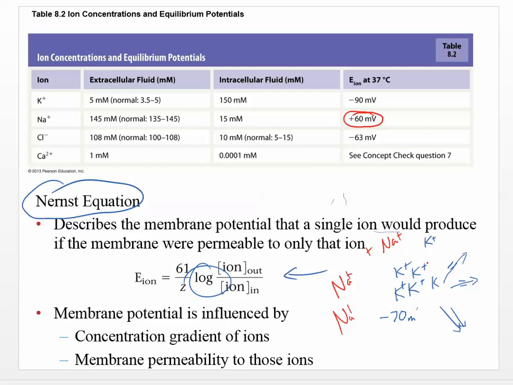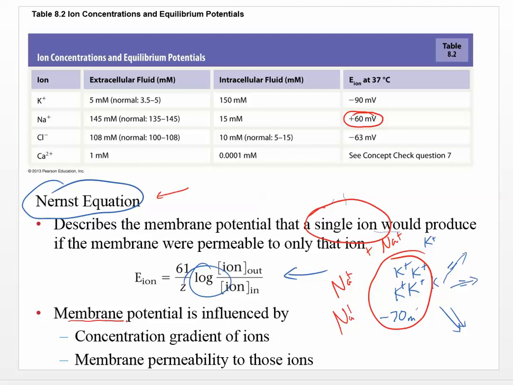I just erased my whole cell. Okay, so that's it. That's what the Nernst equation is. You just kind of have to know what the Nernst equation is. It just describes this membrane potential, and it focuses on a single ion. If it were only permeable to that ion, and that was the only ion that existed, then that's what the Nernst potential tells us.